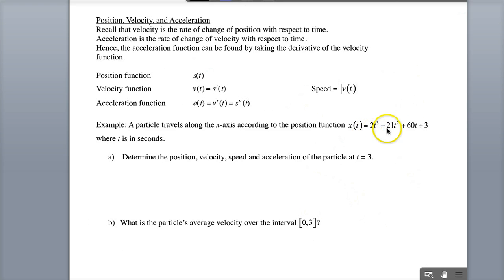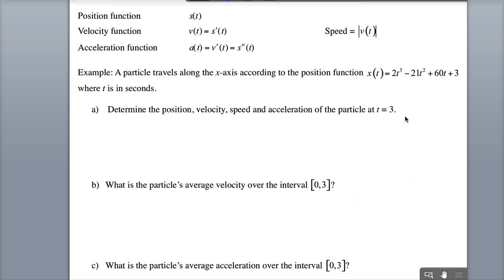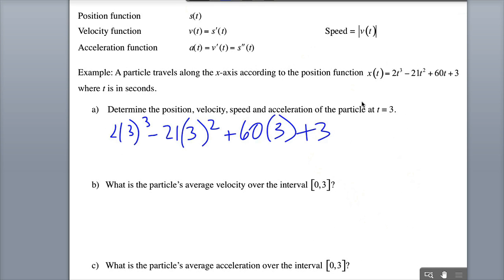To find the position, all I'm going to do is plug in 3, because it says find at t equals 3. So if I plug in 3, I'm going to get 2 times 3 to the third power, minus 21 times 3 to the second power, plus 60 times 3, plus 3.